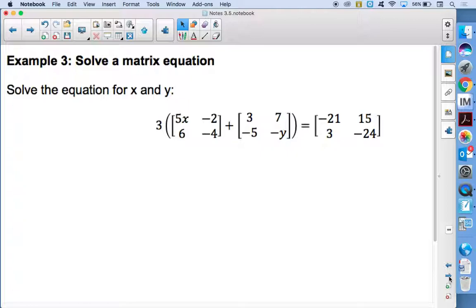But our goal is to get x and y. So the x and the y in the matrix, our goal is to solve for those. So see if you can think of how you would go about solving, finding the x and the y. There's multiple ways you can start the problem. So there's not one right way to start. There's a couple of different things that you could do.